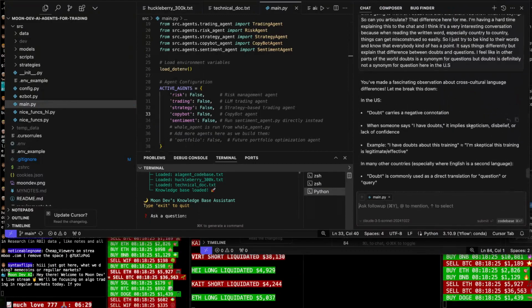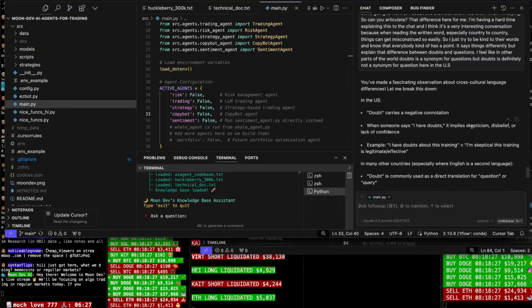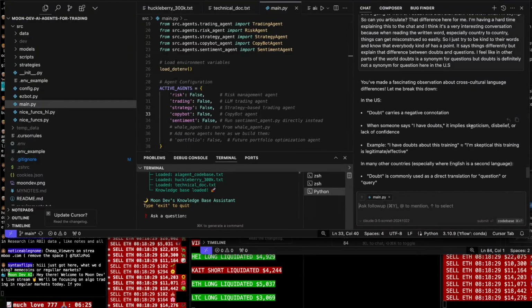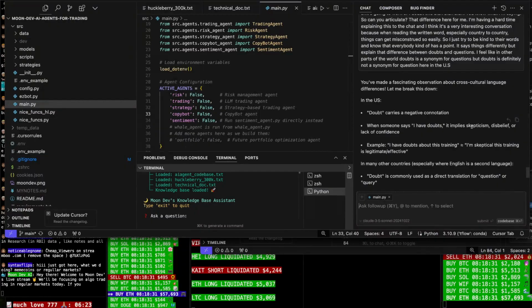You've made a fascinating observation about cross-cultural language differences. Let me break this down. In the US, doubt carries a negative connotation.